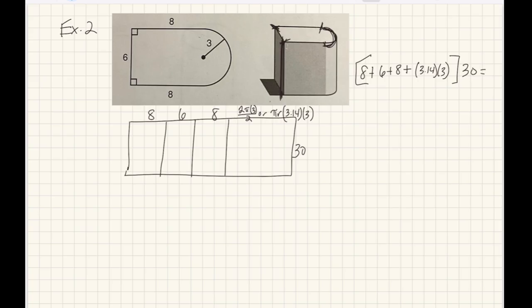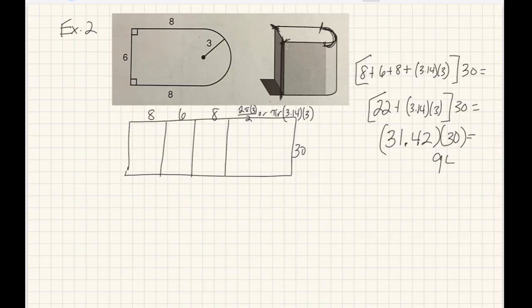Okay, so 8 plus 6 plus 8 is 22. And then we're going to say plus 3.14 times 3, and then we're going to multiply that by 30. So 22 plus 3 times 3.14 is 31.42, and we're going to take that and multiply it by 30. And we get 942.6. And since it was in feet, we would have feet squared, because remember, we're just looking for the lateral surface area, so it is just going to be squared, not cubed.